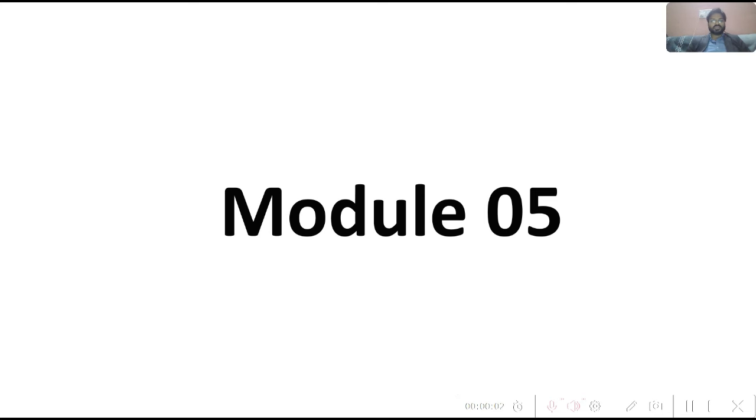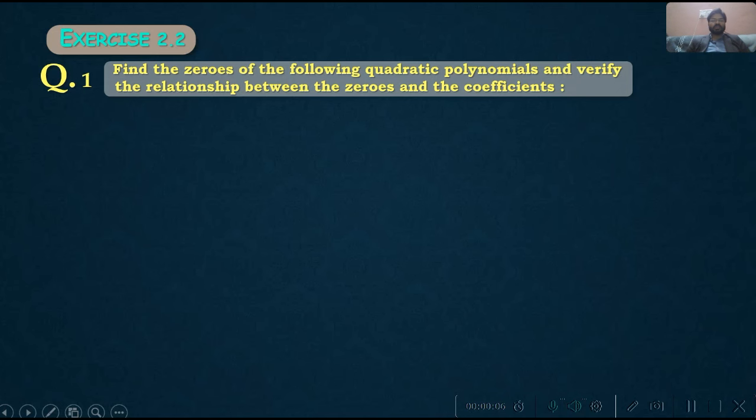So in this module we will discuss exercise 2.2. Find the zeros of the following quadratic polynomials and verify the relationship between the zeros and the coefficients. So we have the question 4s square minus 4s plus 1. Here 1 is the constant term and 4 is the coefficient of s square.